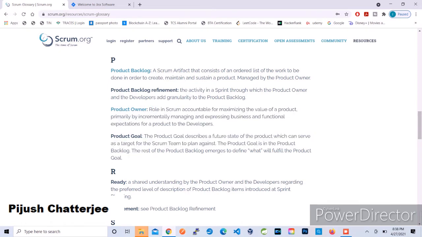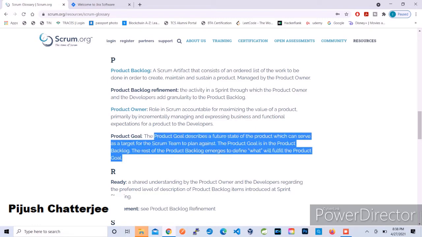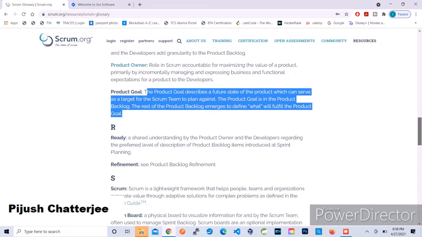Product goal is actually the vision of the product that you are targeting for a customer. The product goal is generally set by the product owner himself, who does the market study and comes up with the best possible features that the product can have. So that is all included in the product goal.